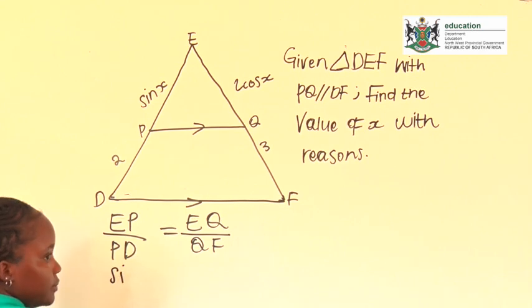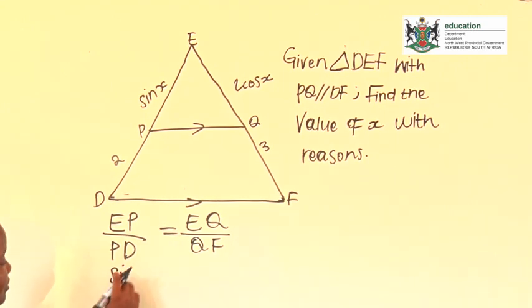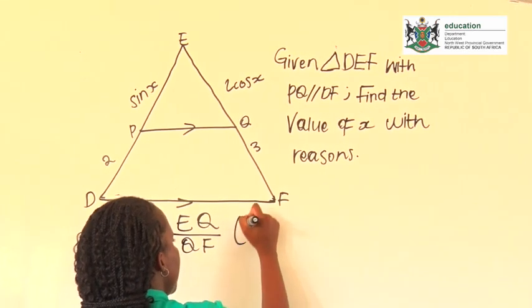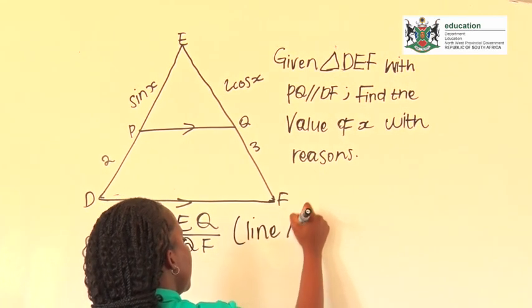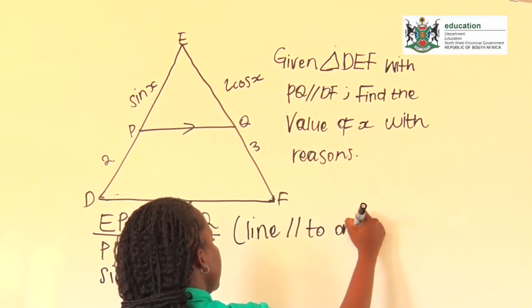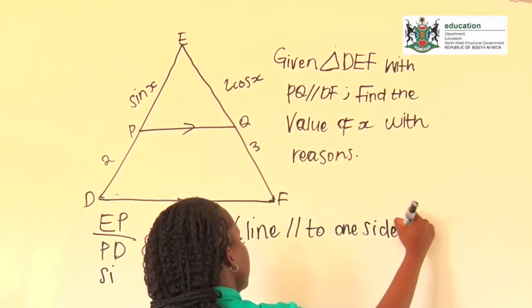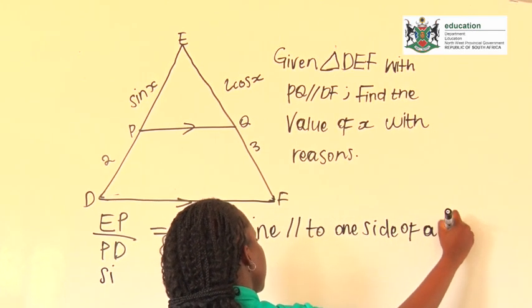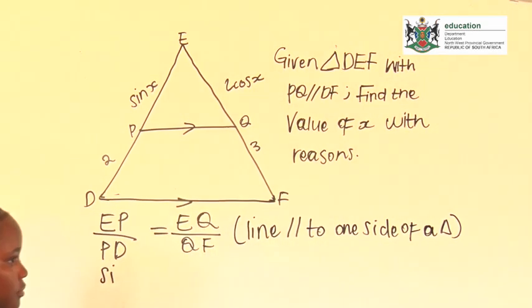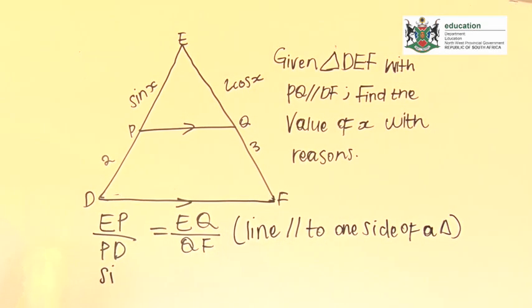She forgot to do what? The reason. Each and everything in geometry must have what? A reason. Let's go, my girl. The reason for this is line parallel to one side of a triangle. Great stuff. You must do what? So if our candidates out there want to use prop theorem, they mustn't forget to write what?